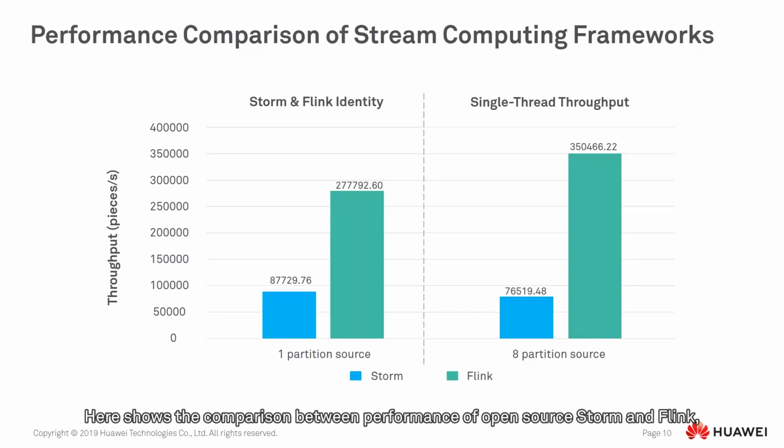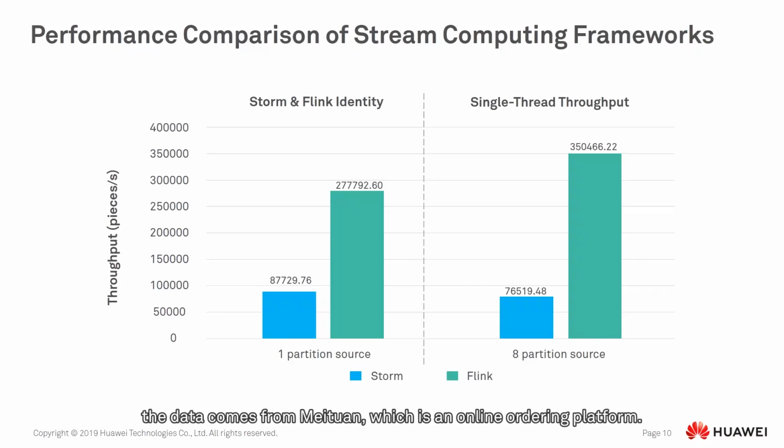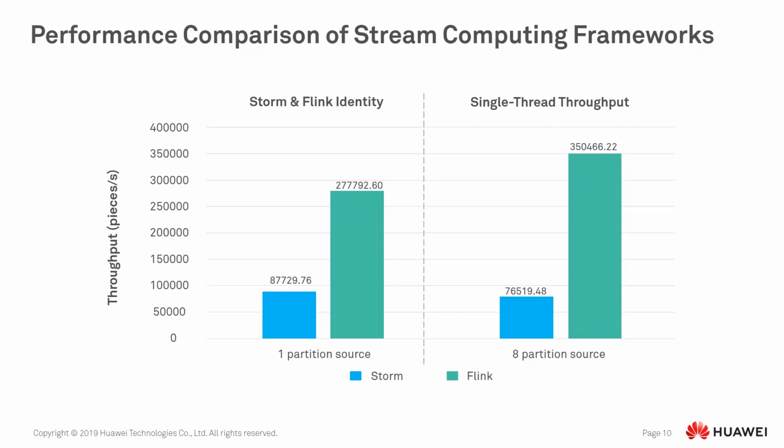Here shows the comparison between performance of open source Storm and Flink. The data comes from Meituan, which is an online ordering platform. It compares the processing capability of orders within 10 minutes. The blue column represents the throughput of a single thread Storm job, and the orange column represents the throughput of a single thread Flink job.